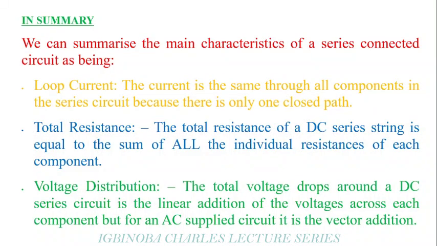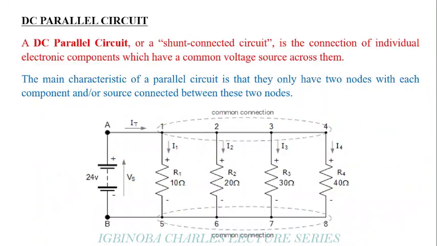Three, the total voltage drop around a DC series circuit is the linear addition of the voltage drop across each component, but for an AC circuit it is the vector addition. So for a DC series circuit, all you need to do is add all the voltage drops and you get the total voltage supplied by the circuit. But for an AC circuit, it's the vector addition. In this class, we are only going to be looking at DC circuits.